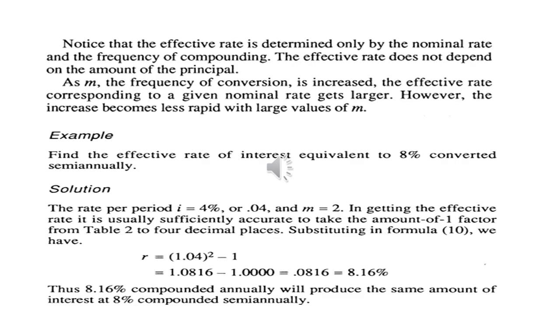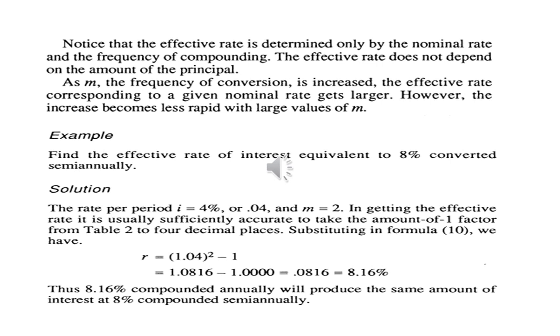Notice that the effective rate is determined only by the nominal rate and the frequency of compounding. The effective rate does not depend on the amount of the principal, as m is the frequency of conversion. This is the conversion period. You can find a conversion period only in compound interest. There is no conversion period in simple interest. There is no conversion period in bank discount. But a conversion period you must find in compound interest.